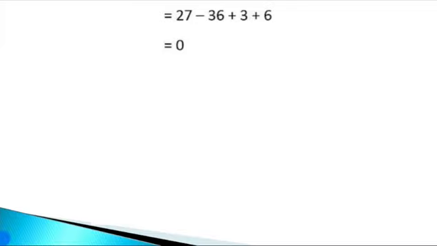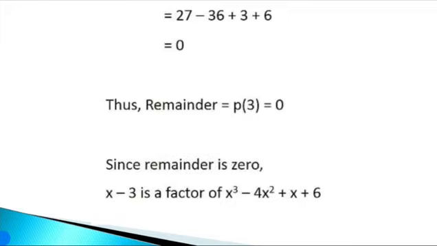So children, if we add 27 plus 3 we get 30. 30 plus 6 we get 36. So 36 minus 36 we get 0. So here the remainder p of 3 is 0. Hence we can say that x minus 3 is a factor of x cube minus 4x square plus x plus 6. So this is the solution for sub question 3 in the problem 2.